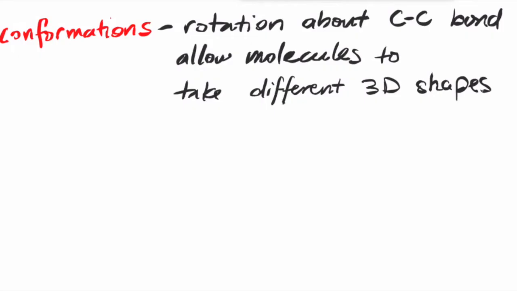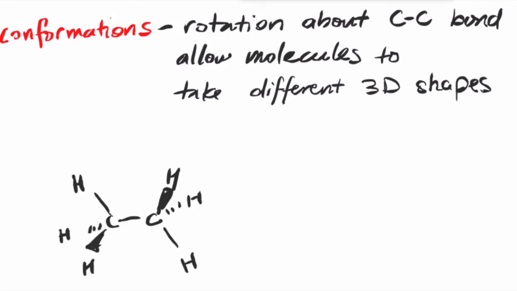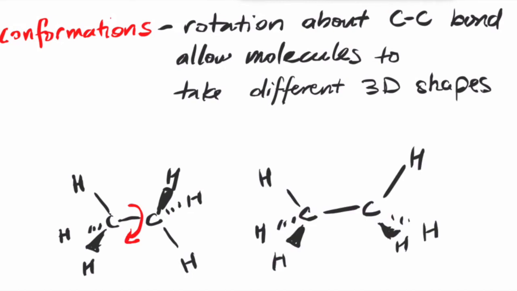So conformations are the rotation that is possible about the single carbon-carbon bond that allows molecules to take different three-dimensional orientations, therefore shapes. For example, take the simple ethane molecule. We can see that it can rotate about this single carbon-carbon bond. And upon maybe a 180 degrees rotation, we can have this new conformation. So these are different conformations of the same molecule.